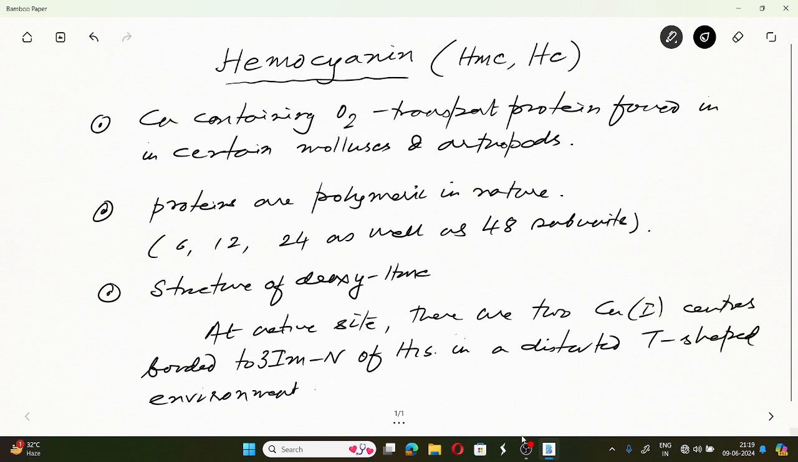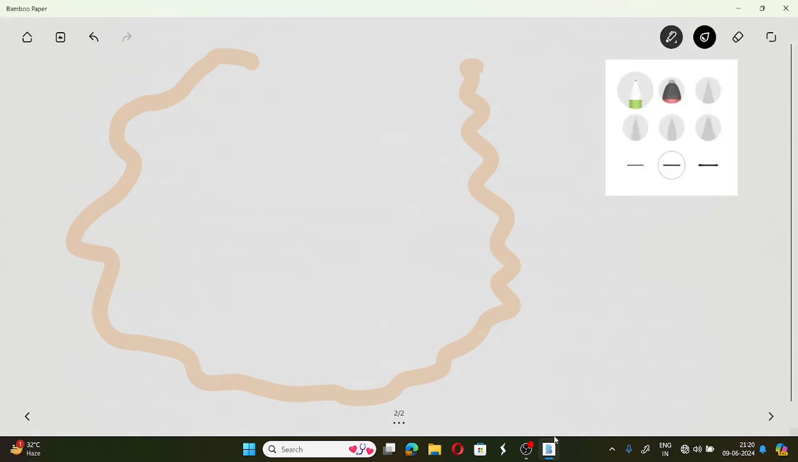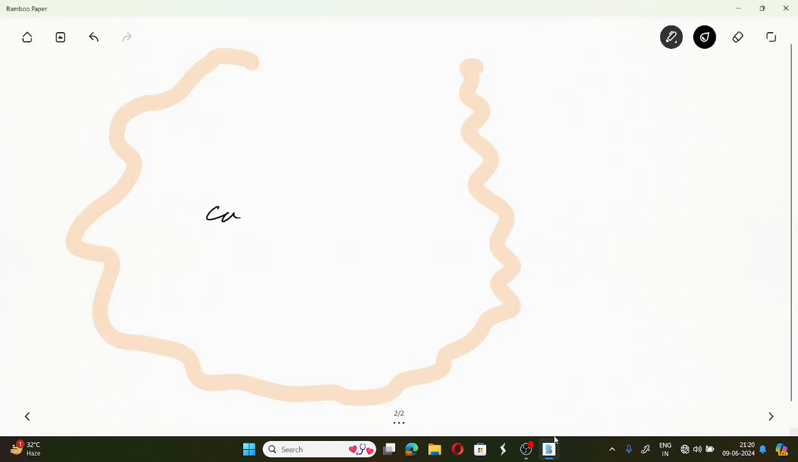If you want to look at the structure of the active site, it's somewhat like this. Suppose this is the protein moiety. In fact, this is a protein pocket, to be more precise. In this pocket we see two copper centers, linked to the histidyl or imidazole nitrogens of histidine residues. And here we are saying there is a distorted T-shaped environment.